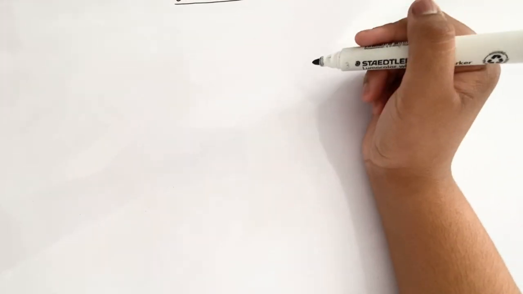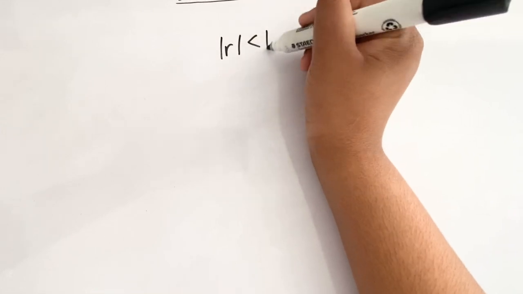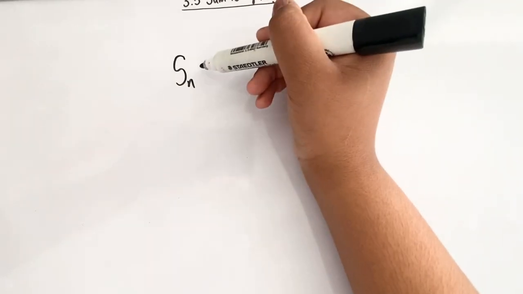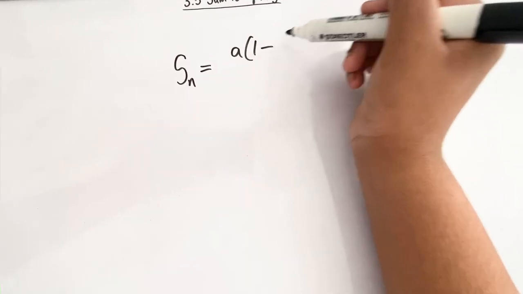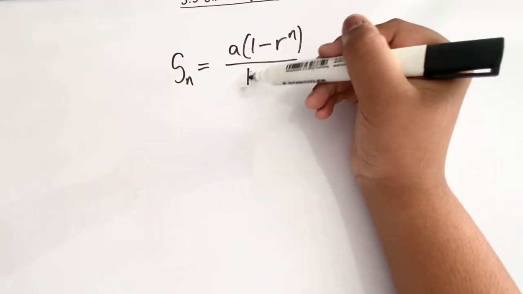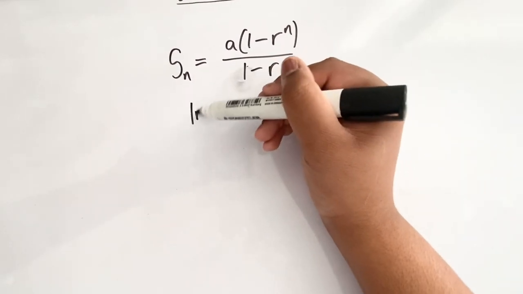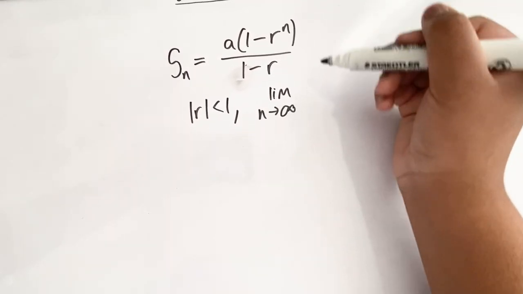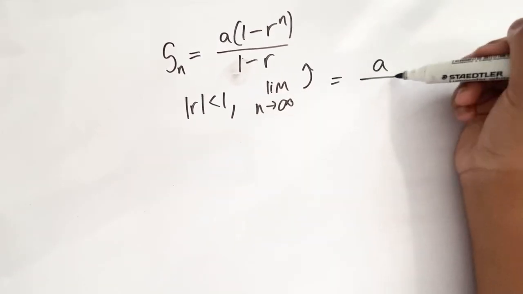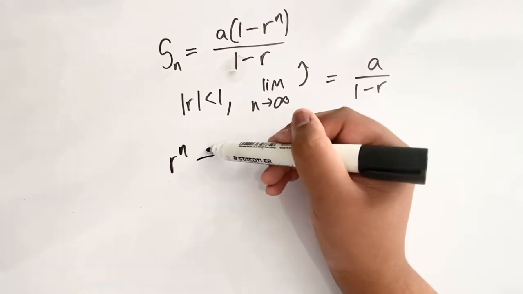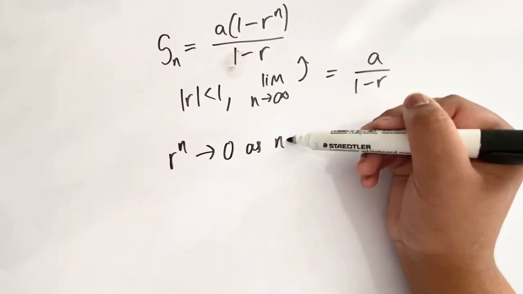A geometric series is only convergent if the modulus of r is less than 1. So minus 1 is less than r, which is less than 1, where r is the common ratio. We know the general formula for the sum of a geometric series is a times 1 minus r to the n over 1 minus r. If the modulus of r is less than 1, if we take the limit as n tends to infinity of this, we get a over 1 minus r, because r to the n tends to 0 as n tends to infinity.